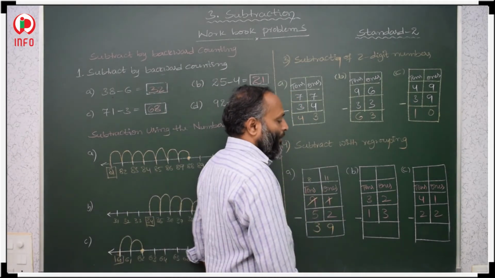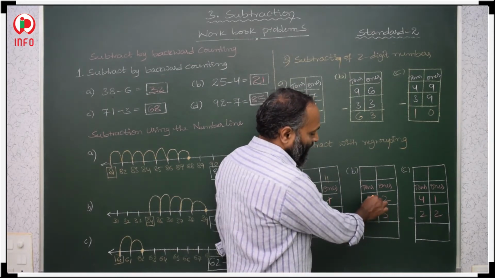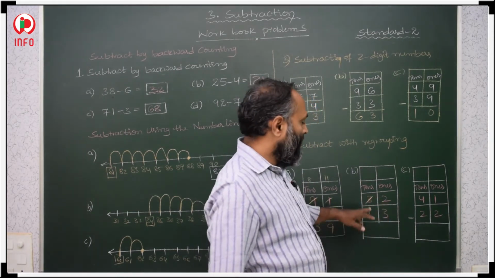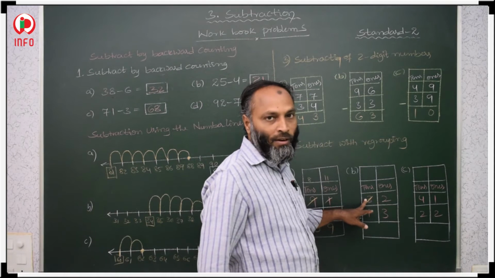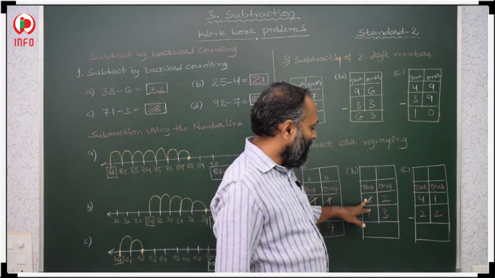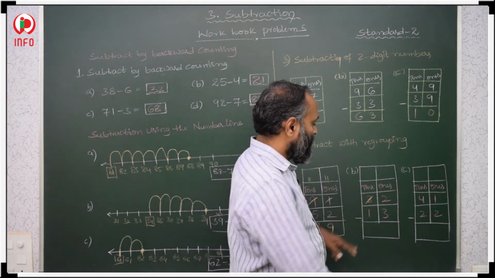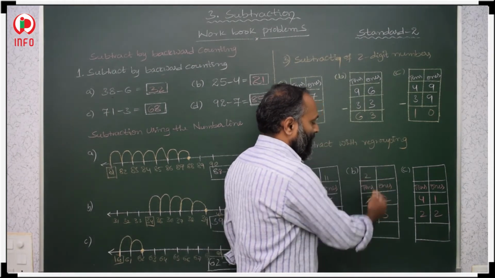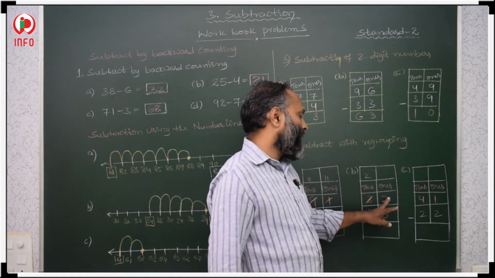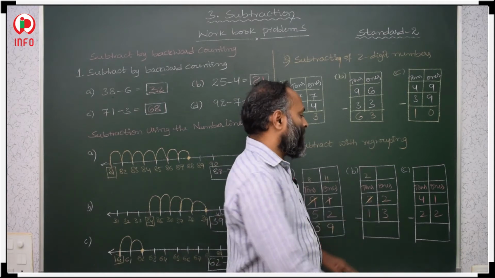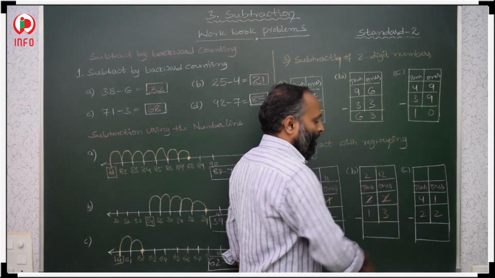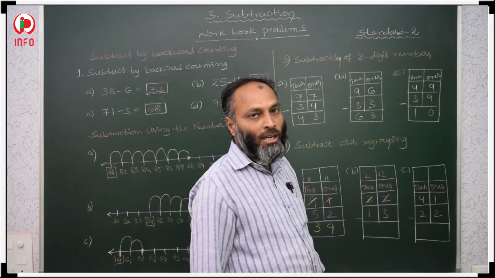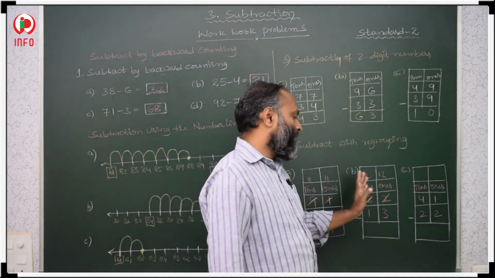Then how to regroup it? So we have to take 1 ten from here. Out of 3 tens we are taking 1 ten. So a total of 3 tens were there in the tens place. When we take 1 ten out, 2 tens are left. After taking 1 ten to this side, 10 plus 2 is 12. It will get 12. Like this we have to regroup.